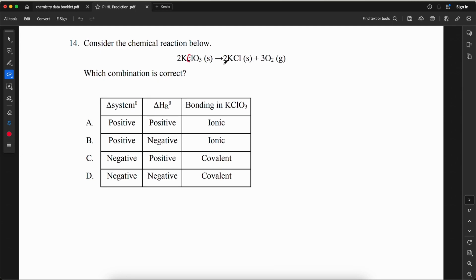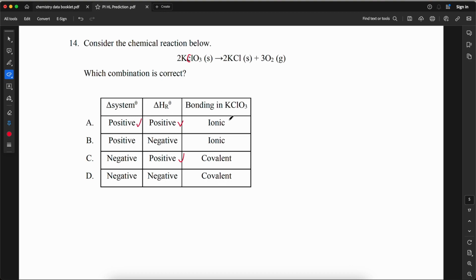KClO3 produces KCl and oxygen. So breaking up the solid will require energy, so it is an endothermic reaction. So delta H will be positive. And from solid to gas, increasing disorder, so the entropy will increase. So delta S will be positive.